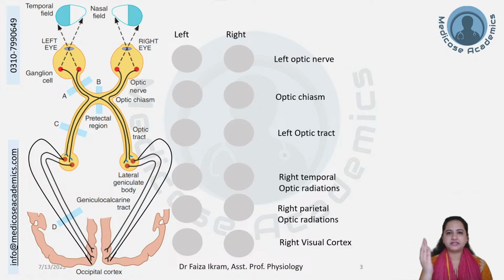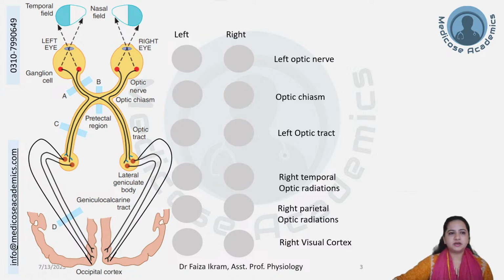For both the right eye and left eye, the field of vision can be further divided into a nasal half and a temporal half. So we are going to now talk about the neurophysiology, how from the retina via the optic nerve the message is carried to the visual cortex.